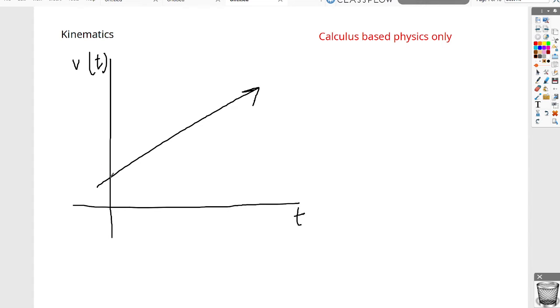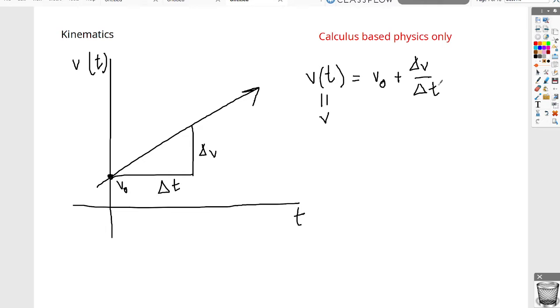What's the equation of this graph? Well, assuming that this point right here is the initial velocity, which I will say is v naught, we'd have the equation v of t, which in this case is v equals v naught, the initial velocity, plus the change in velocity over change in time, times time. And that is your equation.